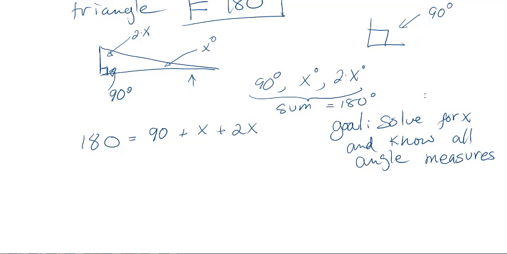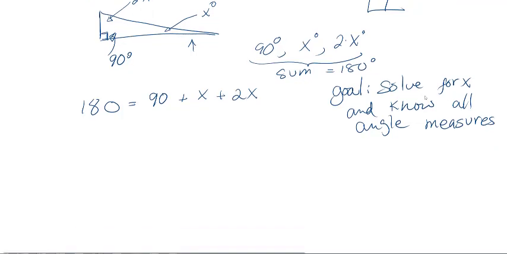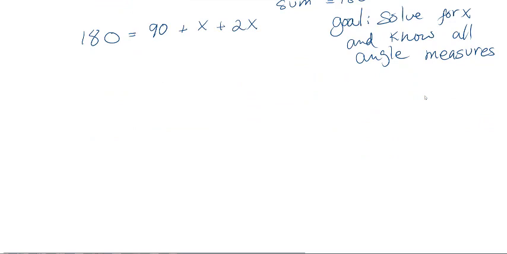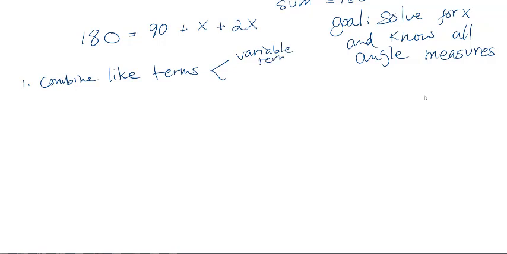Okay, so we have this equation here. Now let's take the next step, which is to solve it for x. What is the first step we usually use? I'll write that out right here. 1. Let's try to combine like terms. We have two types of terms: we have variable terms and we have constant terms. In this case, we see that for our variable, we have two terms. We have x and we have 2x, and they're both on the right-hand side of the equation.